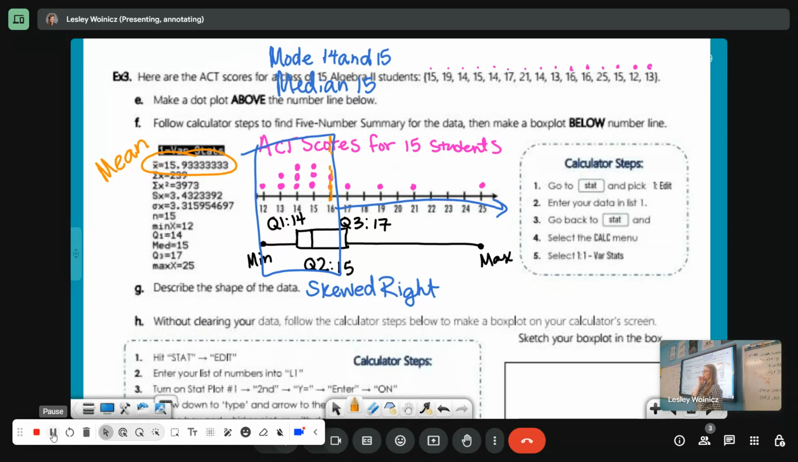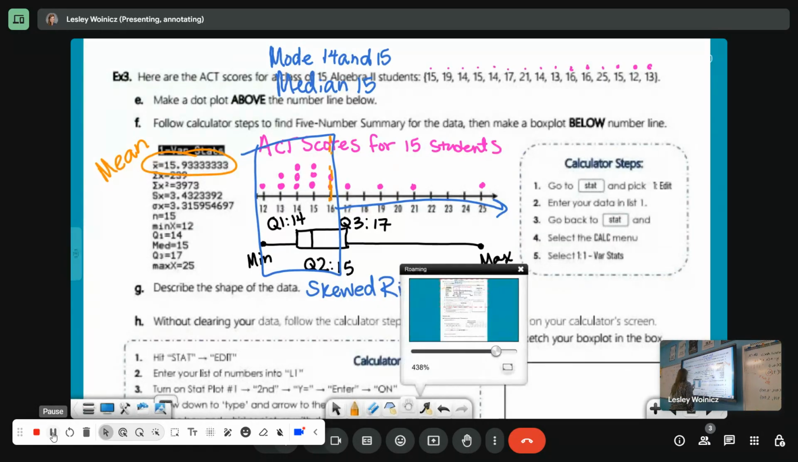Yes? What's the N? That's the number of elements in the set. That's our 15 Algebra 2 student scores. Okay. Everybody happy that the median and the mode are in the lump and the mean is getting pulled toward the tail? Okay. Moving on.